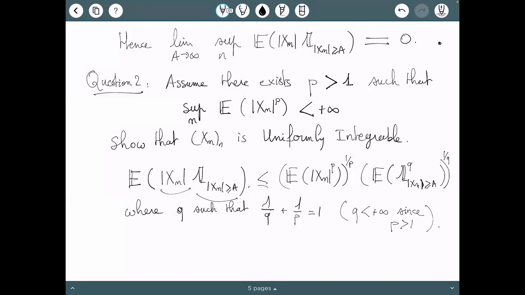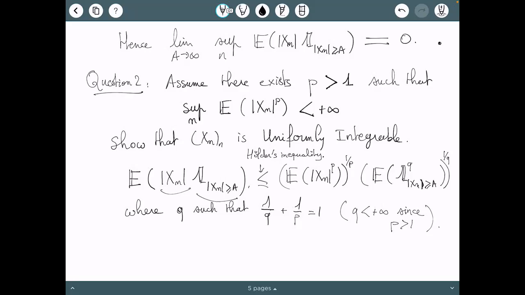So I have this Hölder's inequality, which is one of the fundamental inequalities in probability theory. You have the Markov inequality, Bienaymé-Chebyshev's inequality, Hölder's inequality, Jensen's inequality, and the Cauchy-Schwarz inequality, which is a special case of Hölder's inequality. All these inequalities are fundamental when you need to bound some expectation of random variables.